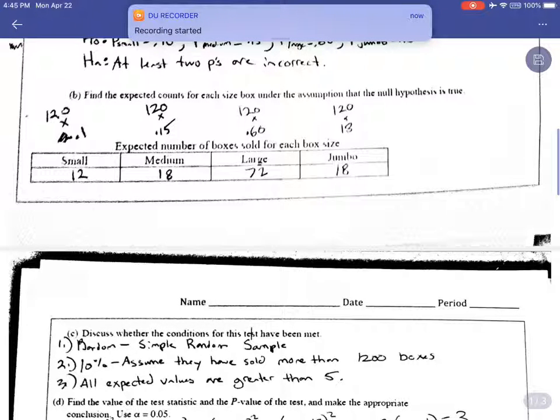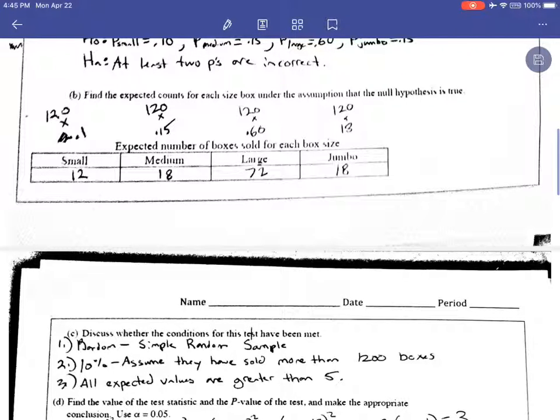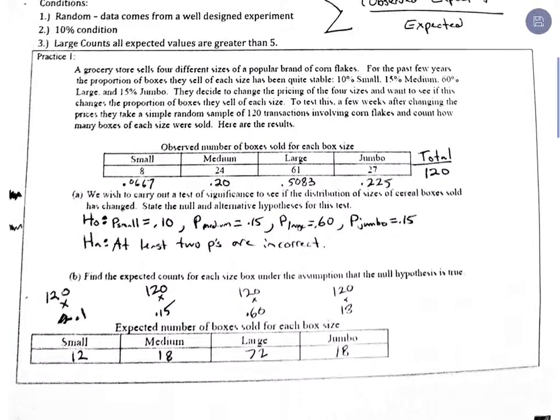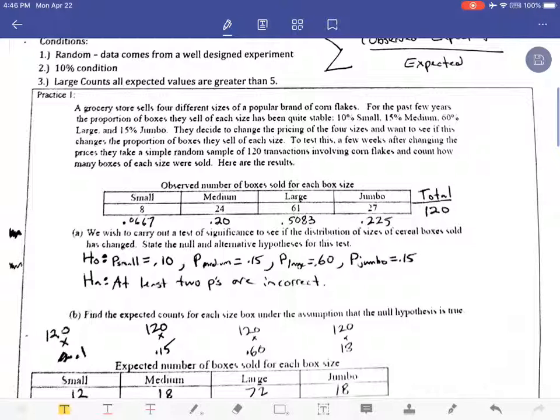All right, continuing with part B here. The second part is coming up with your expected counts. You also hear that referred to as expected values or expected numbers. The way that you get that is you just take your sample size, which is 120 in this case. So you take your sample size and multiply it by what you think your expected proportion is going to be. And that's the proportions that you get from your null hypothesis.